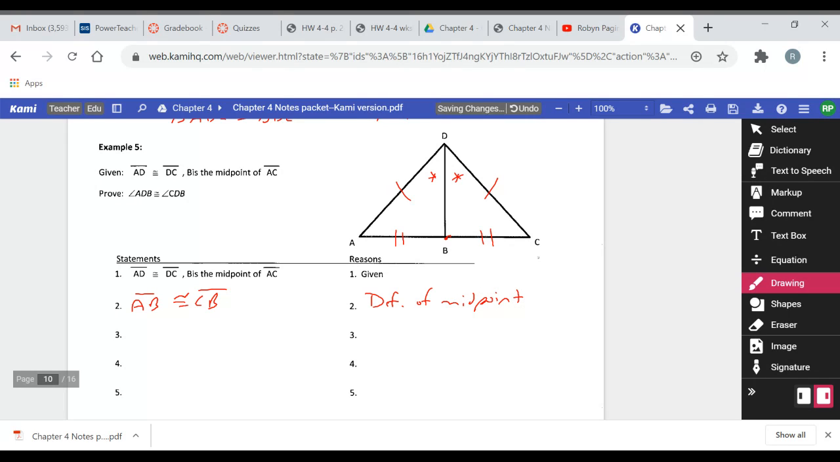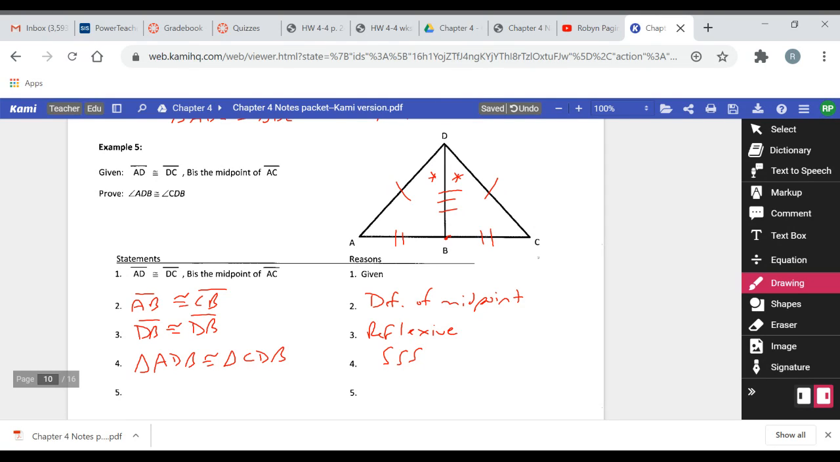Okay. From there, I have to look at the picture and think, okay, what else do I know is congruent besides what is marked? And I do know this side they share is congruent for both. So DB is congruent to DB, and that is the reflexive property. Okay. And then now I can say the two triangles are congruent. I can say triangle ADB is congruent to triangle CDB, and that is by side, side, side.